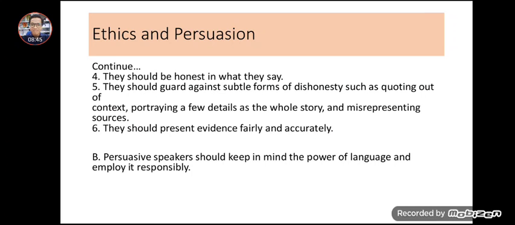And then persuasive speakers should keep in mind the power of language and employ it responsibly. This is the place where you can use idioms, you can use proverbs, okay, and so on, to put some additional elements into your persuasion. But make sure that you use it responsibly.